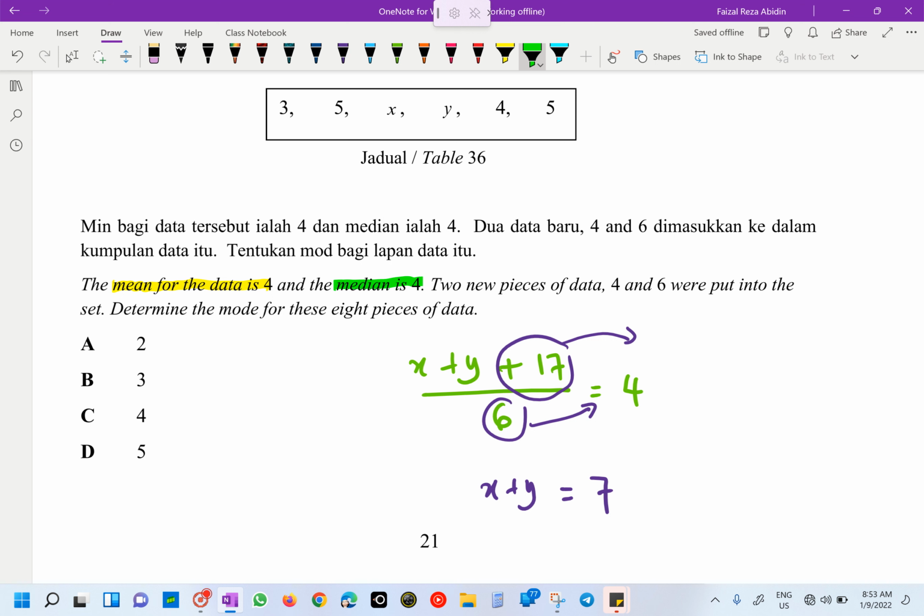2 new pieces of data, 4 and 6 were put into the set. Okay, now. Ada 2 lagi data. We put it into our data here. So, from 6 it's become 8 data, isn't it? So, kita ada 4 dengan 6 sekarang. Okay, we'll put into the set. Determine the mode for these 8 pieces of data.